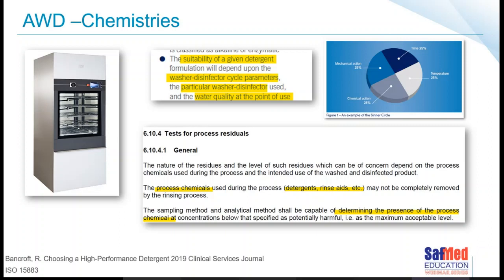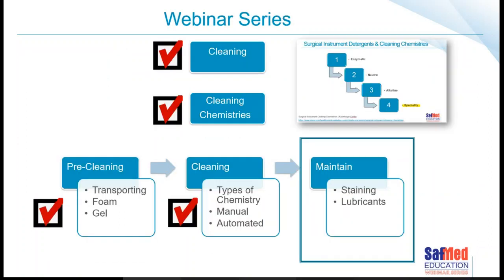So the setup of your washer with its chemistries is very important. It's something you can't just change ad hoc, something you have to consult your supplier or manufacturer of the machine about before you decide you want to try change to some other chemistry. It may not actually be possible.